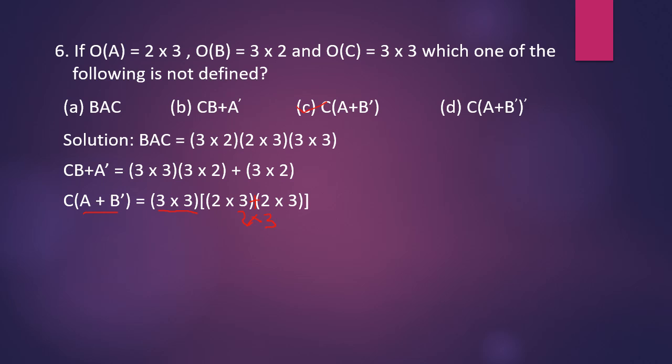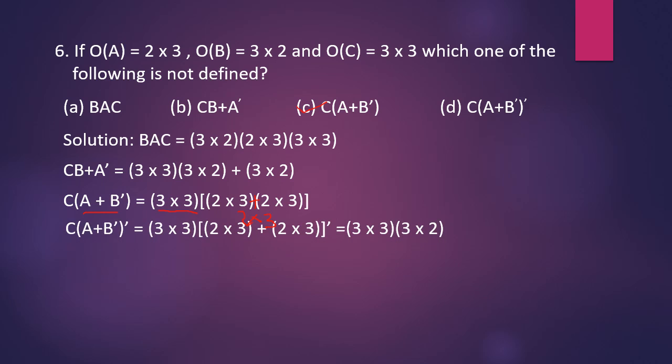If you want, you can check with the last option. The last option is this one, C times (A plus B dash) whole dash. That means first we have to add these two and take the transpose. If we add these two, we get a 2 by 3 matrix, and if you take the transpose, that will be 3 by 2. So 3 by 3 and 3 by 2 product exists. So this is also the correct statement. Therefore, the wrong statement is option C.